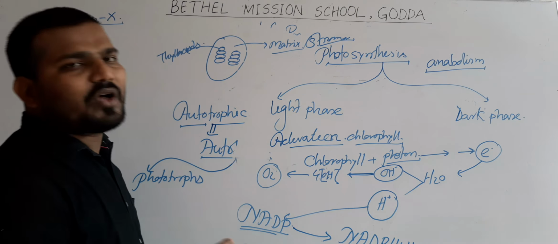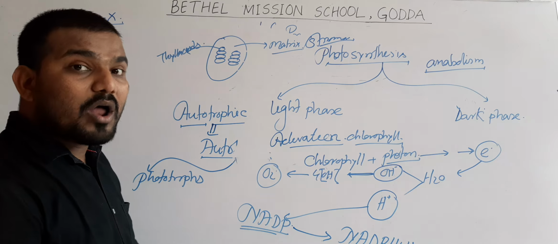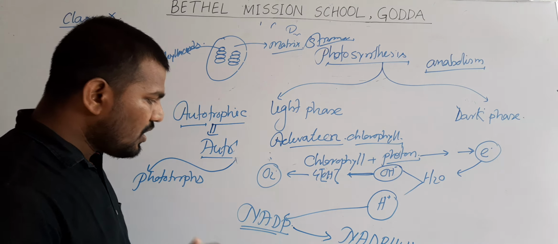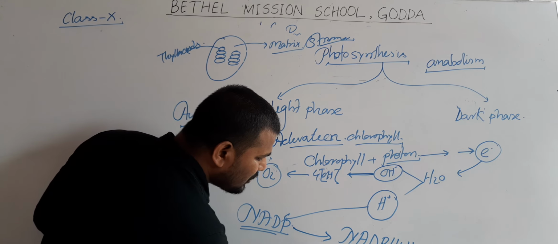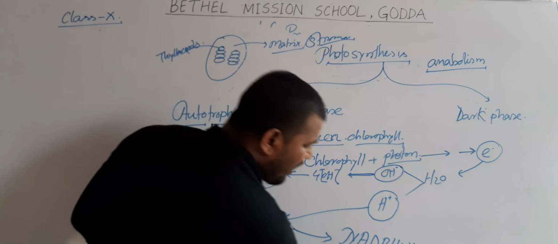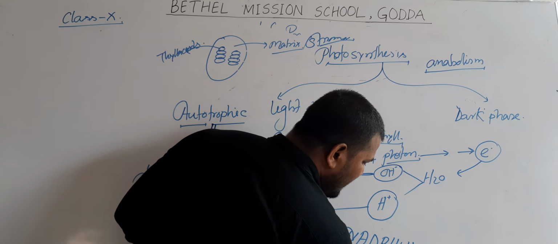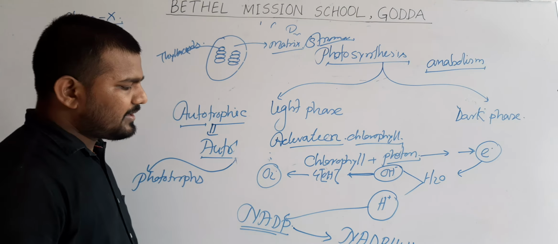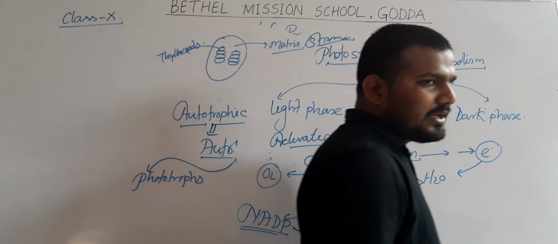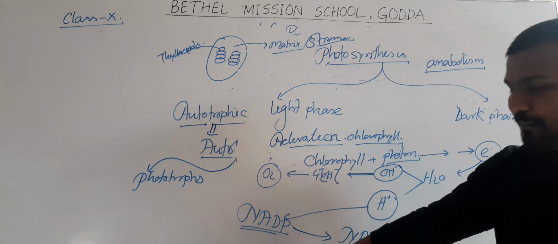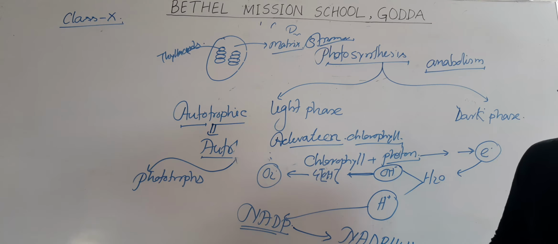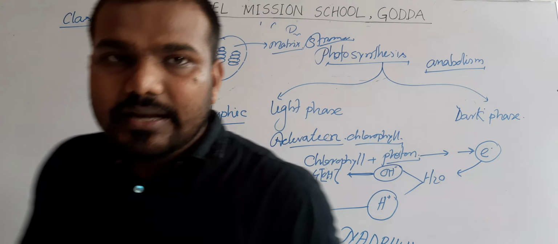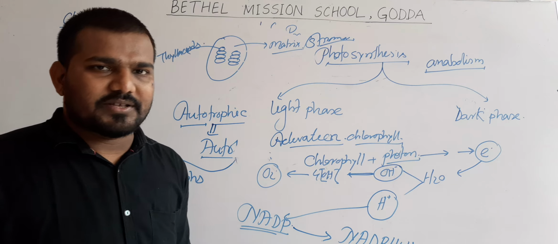Now at the end of the light phase, the formation of ATP takes place, where adenosine diphosphate absorbs inorganic phosphate and forms ATP. ATP means adenosine triphosphate. And the process by which ATP is formed is known as photophosphorylation. These are the events of the light phase. Later we are going to discuss the dark phase.